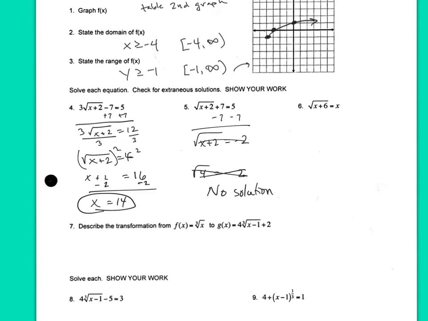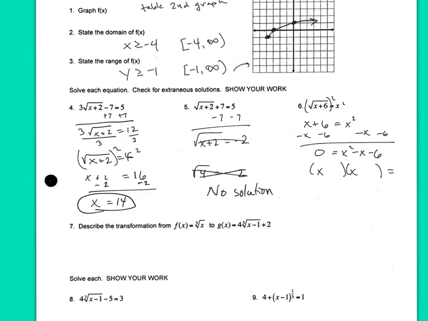In number 6, the radical is isolated already, so we're ready to square both sides. So we get x plus 6 equals x squared. I like to keep the x squared where it is, so I'm going to subtract the x and subtract the 6. This is going to make this 0 equals x squared minus x minus 6. You have to get it set equal to 0, because you're going to have to factor it, because you have the letter squared and the letter. So we have x and x.